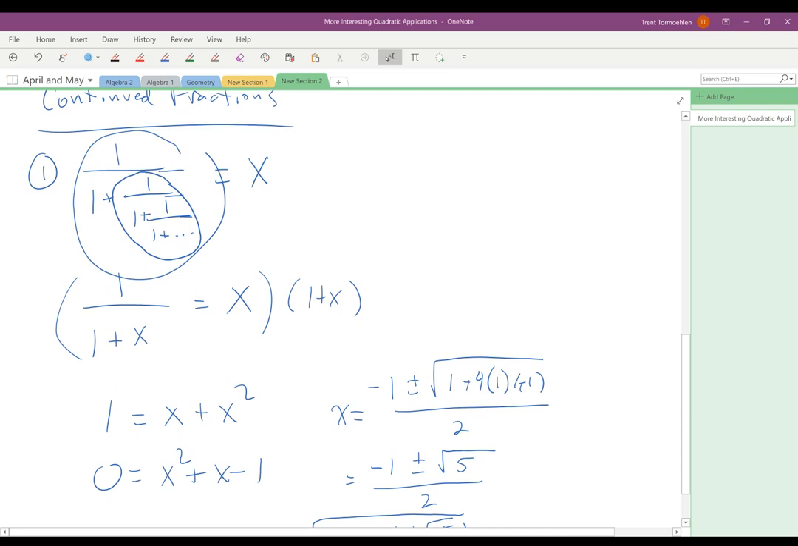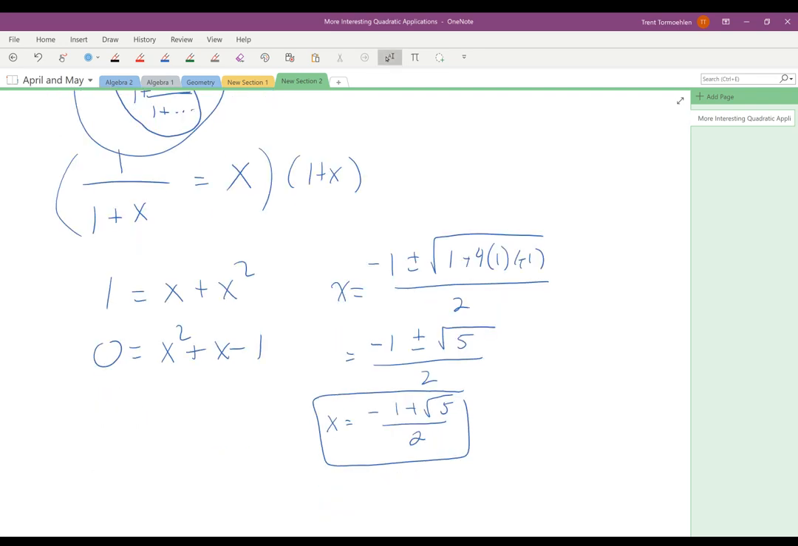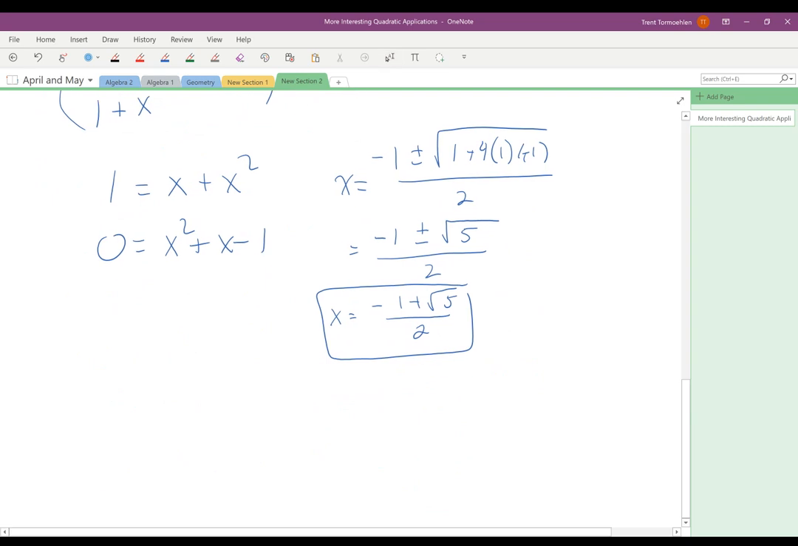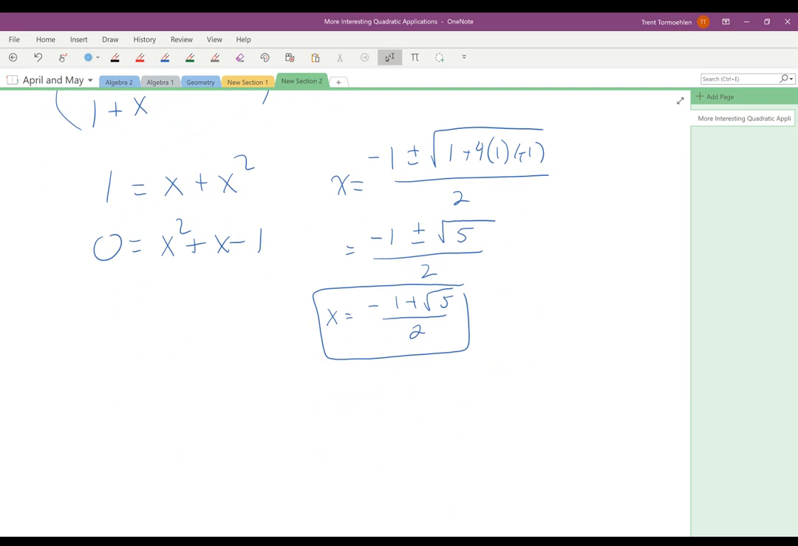And if you notice, this is something that's very close to the golden ratio. It's not exactly the golden ratio, but occasionally we can come up with other ways that the golden ratio would show up in problems.